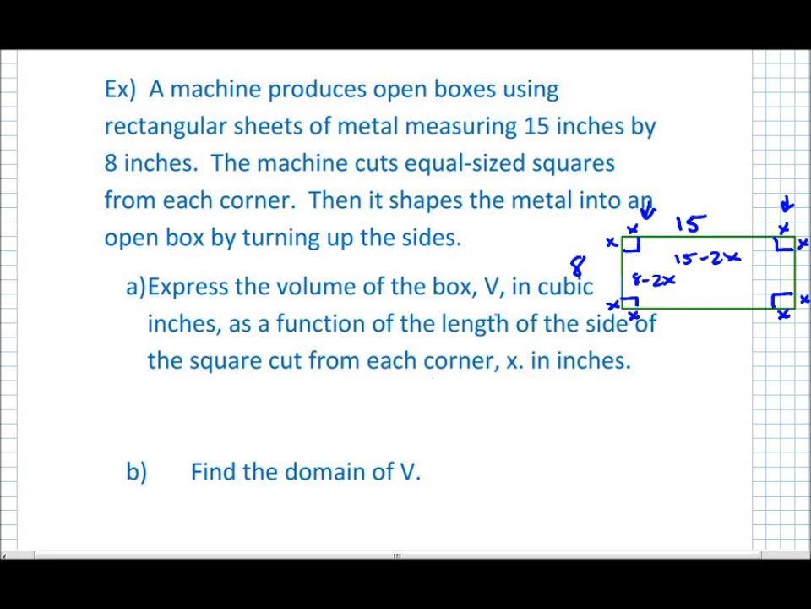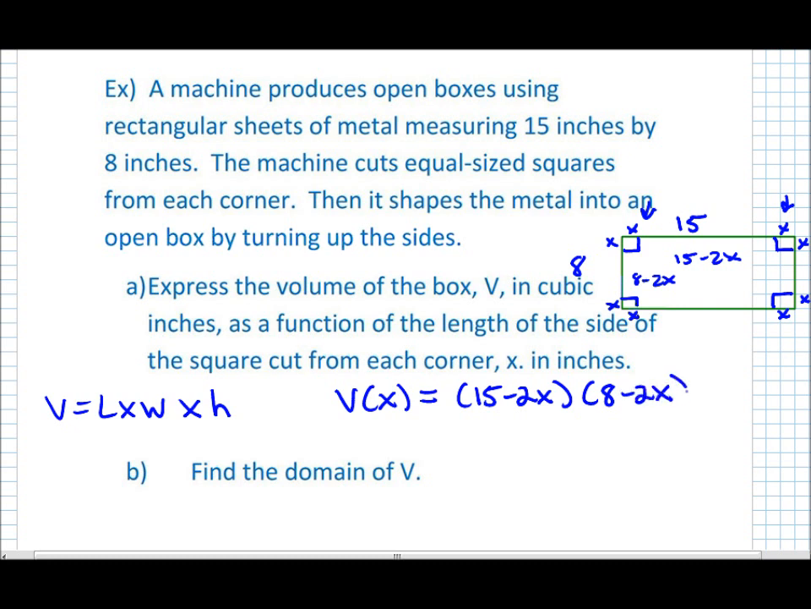So now the volume of the box, and remember, volume is length times width times height. Well, the length of your box is going to be 15 minus 2x. The width of your box is 8 minus 2x. And your height of the box is going to be x, because that's how high the box is, because that's what you're folding up to make the height.